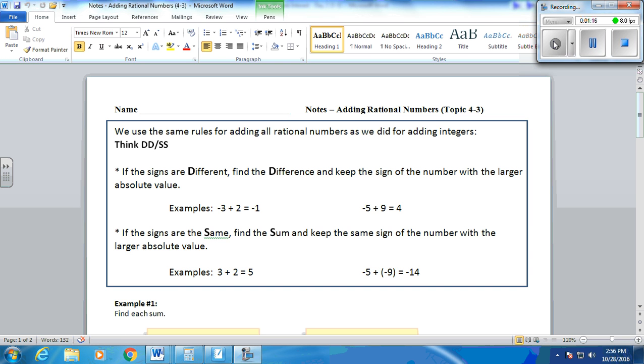If the signs are the same, you find the sum. So there's the SS, same sum, and you keep the sign of the number with the larger absolute value. So 3 + 2, both of those are positive, so I have 5. -5 + -9, both of those are negative, so I get -14.